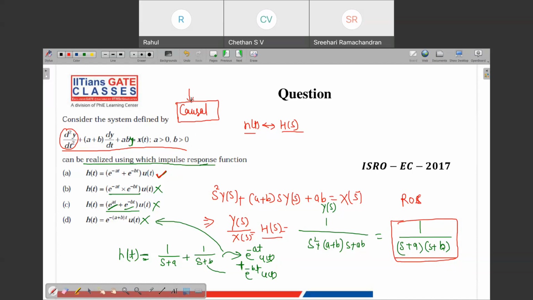Whenever you assume that the system or signal is causal, the ROC becomes of the form real part of s greater than sigma, and because of that, in time domain the signal becomes right-sided. That's why we have taken the right-sided inverse Laplace transform, not the left-sided. So you have to remember this in some problems. If ROC is not given, assume that it is causal and then solve the problem.